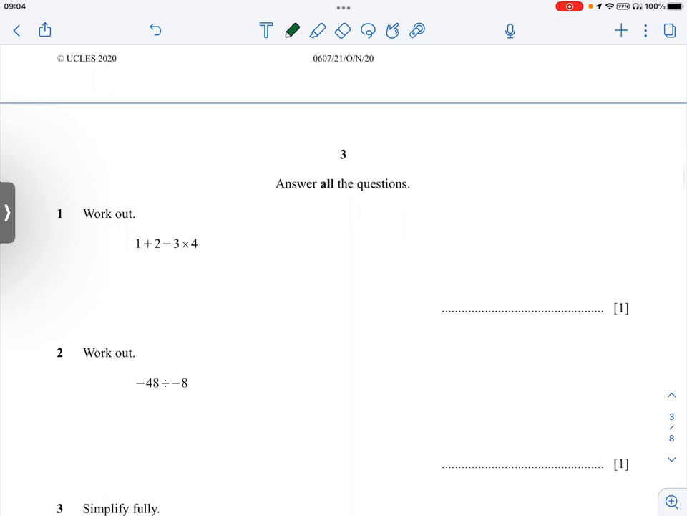So the first question: 1 plus 2 minus 3 times 4. First, what we are supposed to do is add 1 plus 2, which is 3, and 3 times 4 is 12. 3 minus 12 is negative 9. So the answer is negative 9.